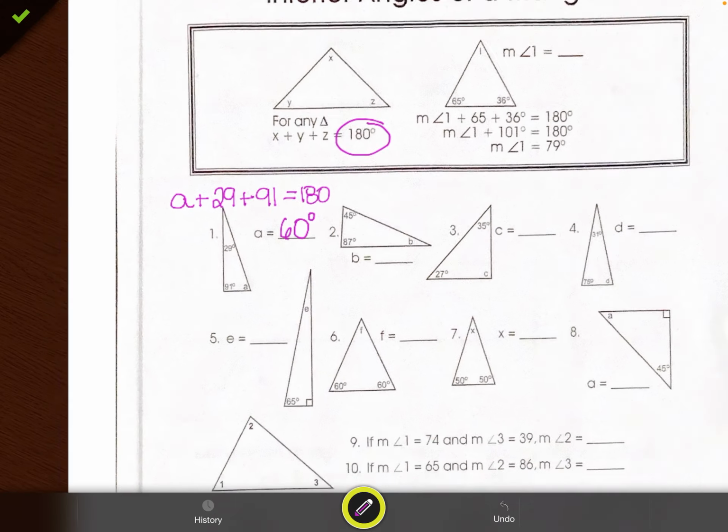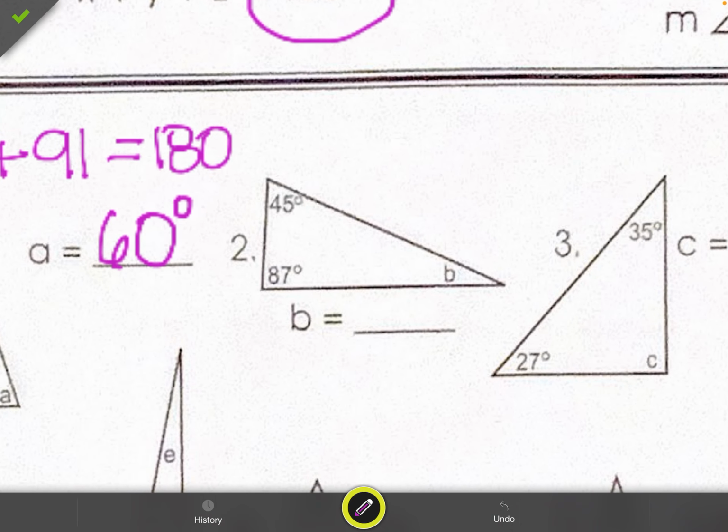All right, so let's look at number two. Again, we're going to add the three angles, and I always start with the variable. You don't have to, but that's what I tend to do. So I'm going to say the first angle, which is B, plus the second angle, 45, plus the third angle, 87, equals 180.